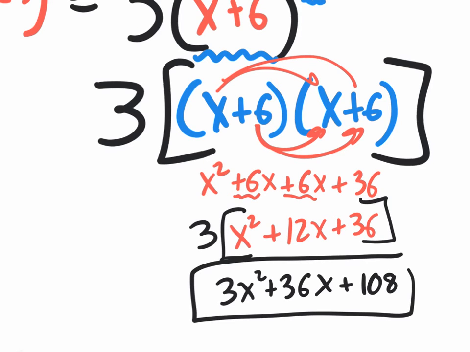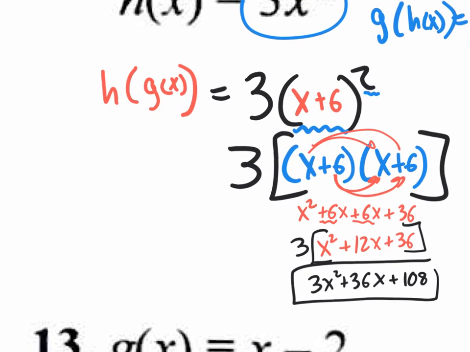So that's your answer, and you should always rewrite the notation that represents that answer, and the notation is h of g of x. That's what it equals. It equals 3x squared plus 36x plus 108.